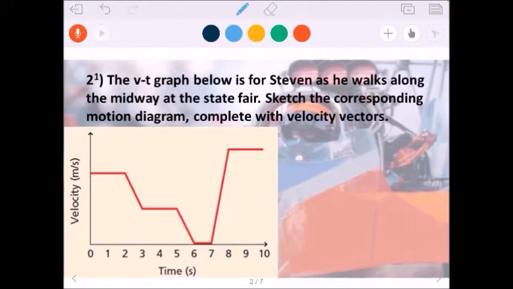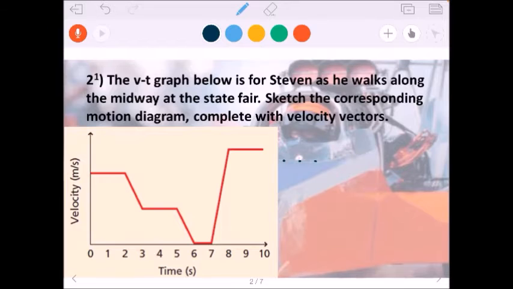The velocity time graph below is for Stephen as he walks along the midway at the state fair. Sketch the corresponding motion diagram complete with velocity vectors. So as we can see, he begins by having a constant speed. Now we don't know what the velocity is because there's no scale on the left side, but we do know that he has a constant speed. So at time of 1 second, he's here, time of 2 seconds, 0, 1, 2, then between 2 and 3 he decreased his speed down to half.